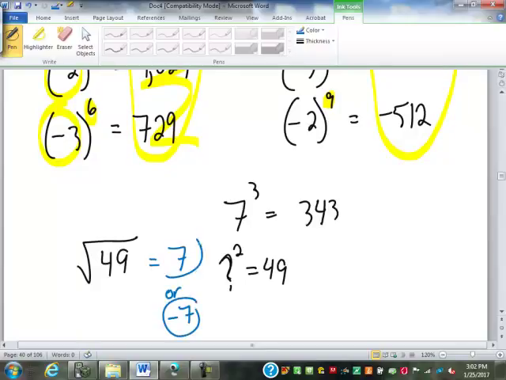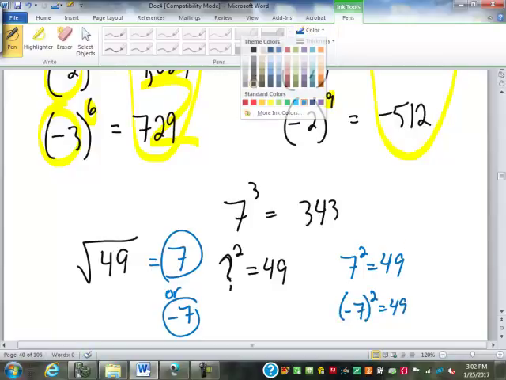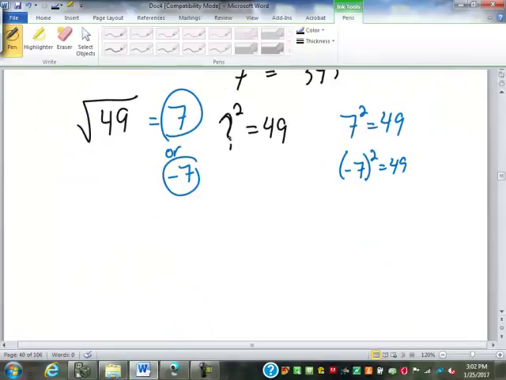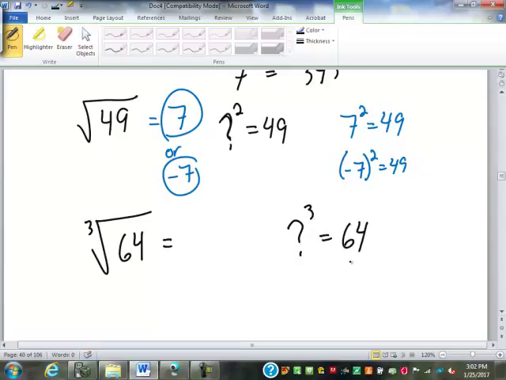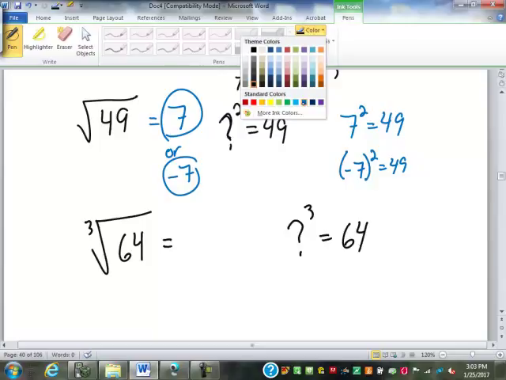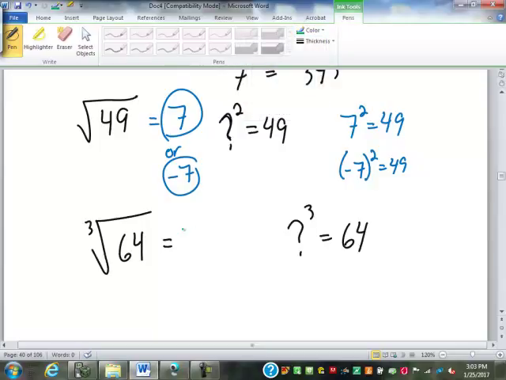Negative 7 could also be an answer to that, because 7 squared equals 49, but negative 7 squared also equals 49. Now, of course, this symbol is a third root. The third root of 64 is asking us what number to the power of 3 is 64. When we did this one earlier, do you remember what it was? 4 to the power of 3 equals 64.